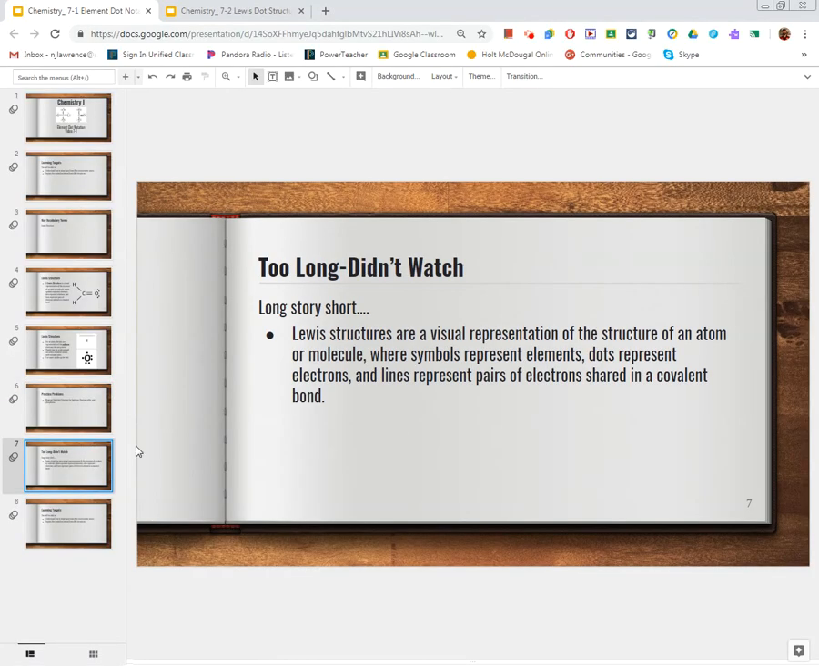So long story short, these Lewis structures just represent the structure of an atom or a molecule. We use the chemical symbols to represent the elements, and the dots represent the electrons. In a minute, your next video will add lines, which will show electron pairs that are in a bond. But all this is doing is giving us a visual representation of the valence electrons so that we can better interpret and apply the octet rule and better understand and predict the bonding in chemical compounds.